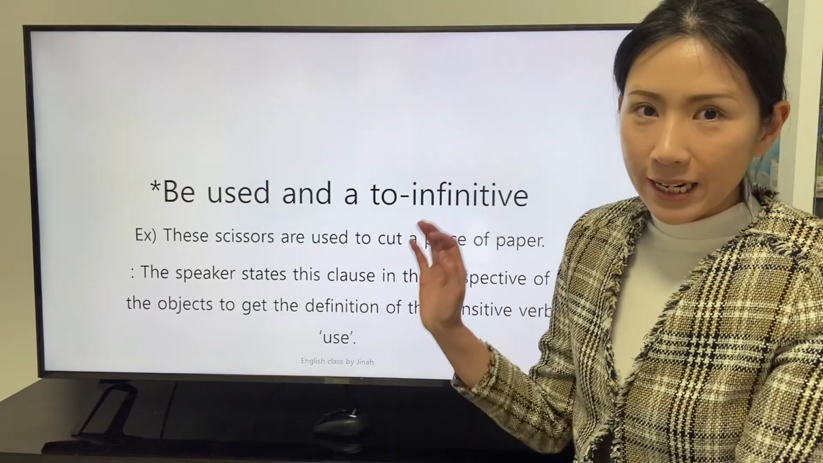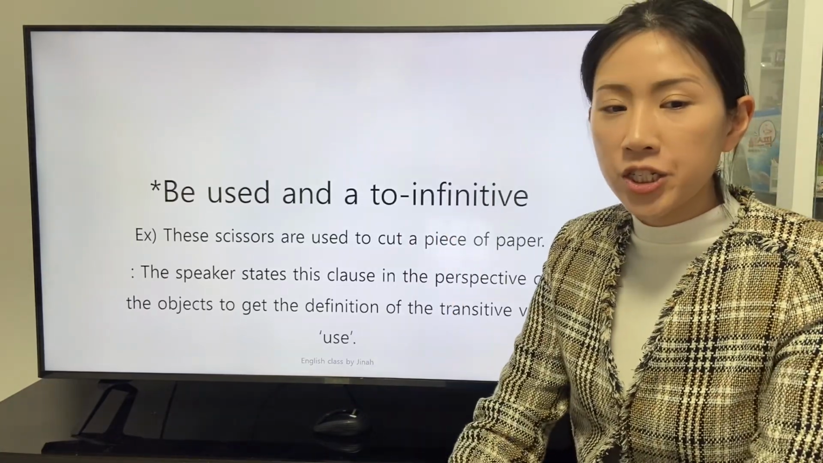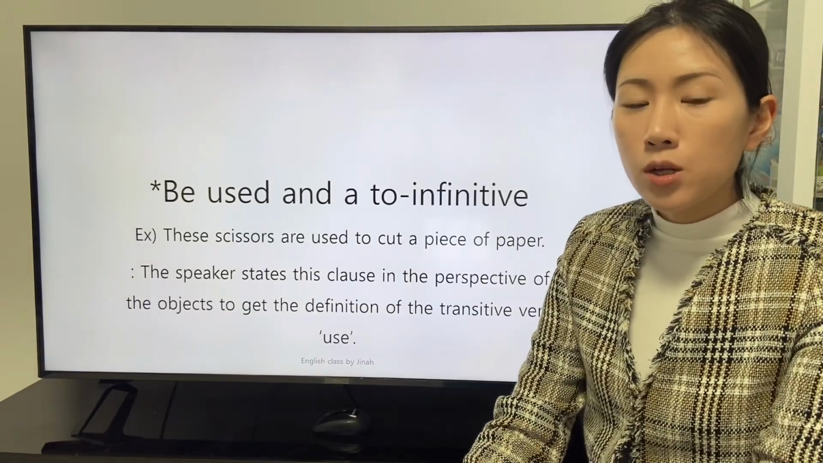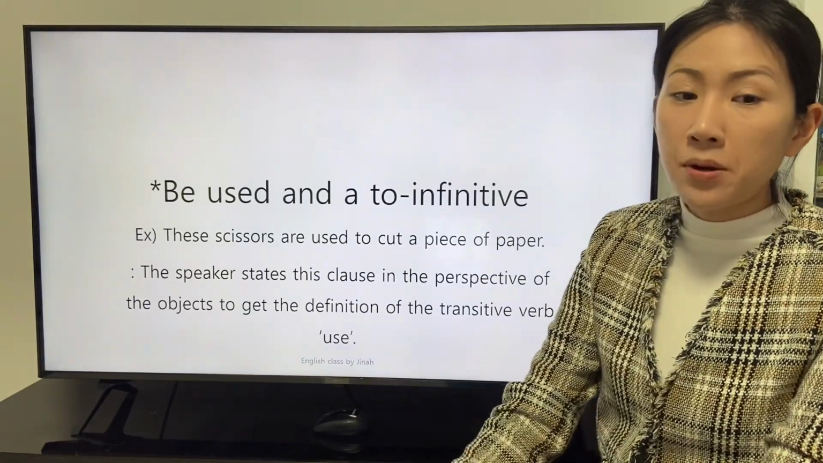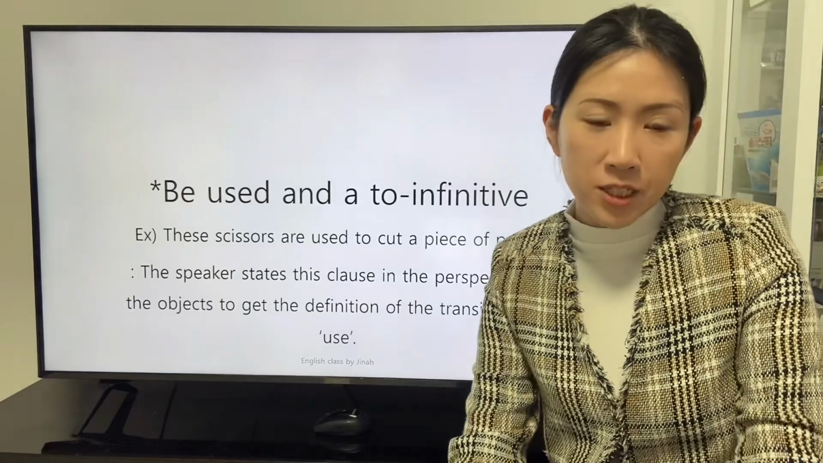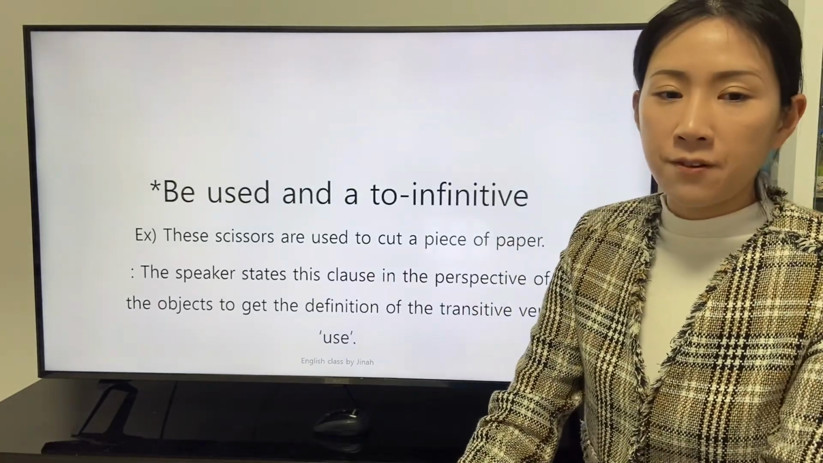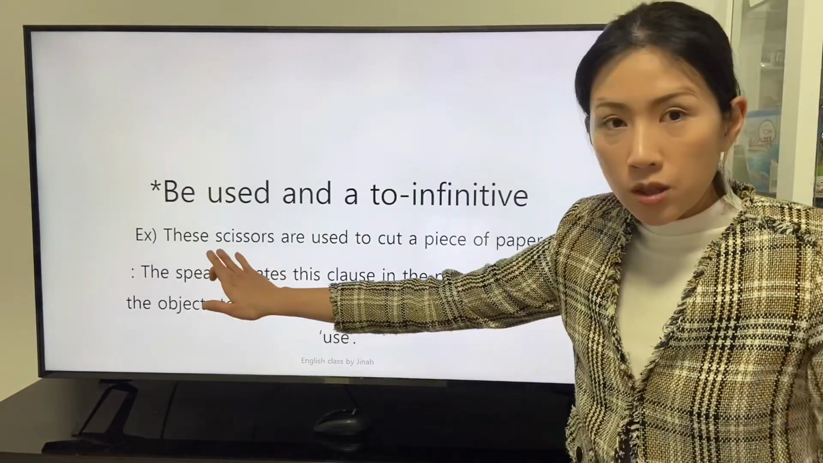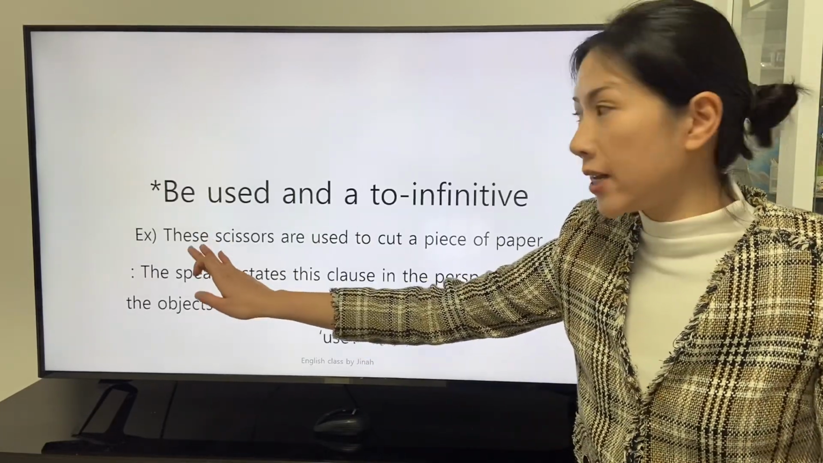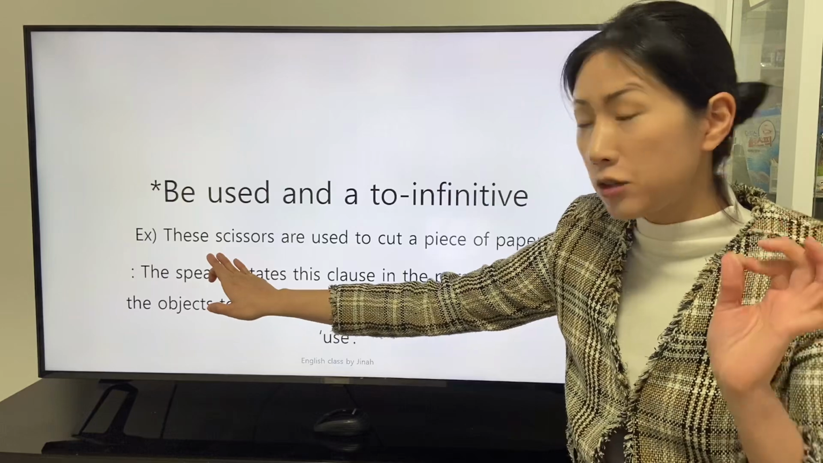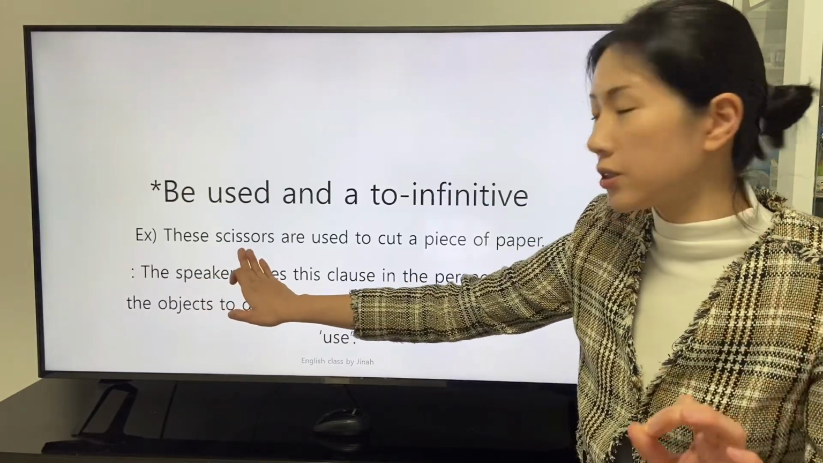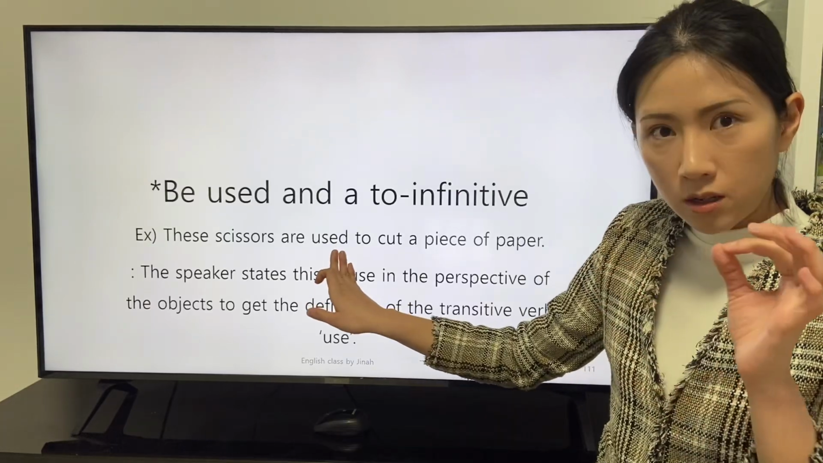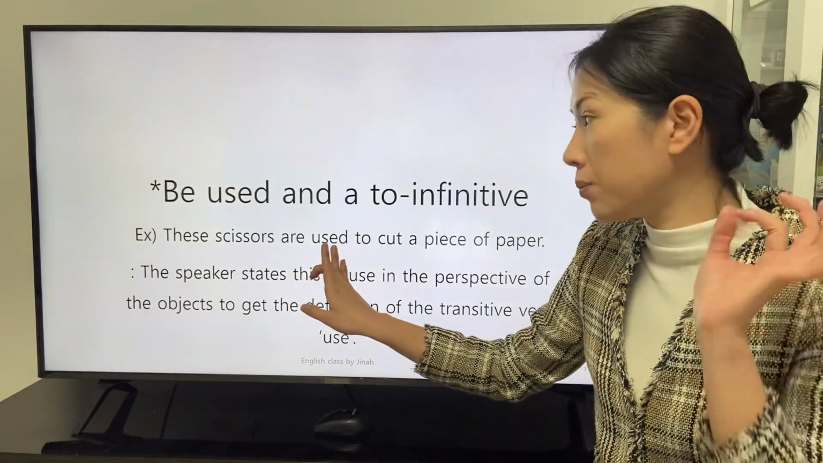The first clause is this: these scissors are used to cut a piece of paper. The speaker states this clause from the perspective of the object to get the definition of the transitive verb use. The subject, indicated by the noun phrase these scissors, is the object of the transitive verb use.